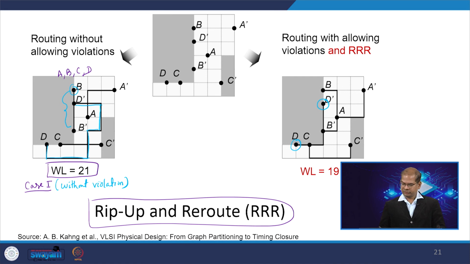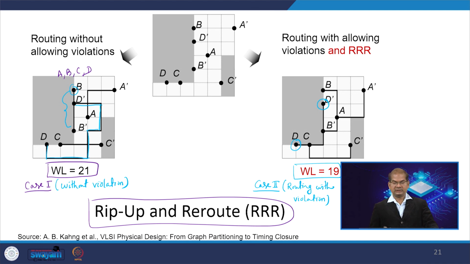So, in this approach, we allow the routing with violation. So, case 2, the routing with violation, because D and B will have shorts, but we can see that if we detour the B, our total wire length is reduced. Now, the wire length is 19. So, this is a better solution compared to our previous solution.